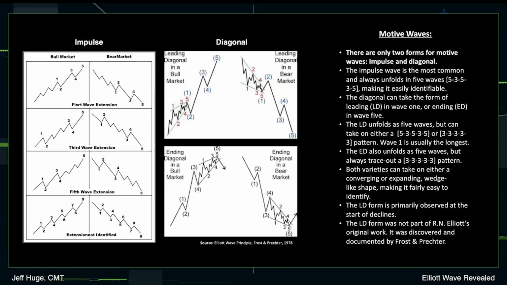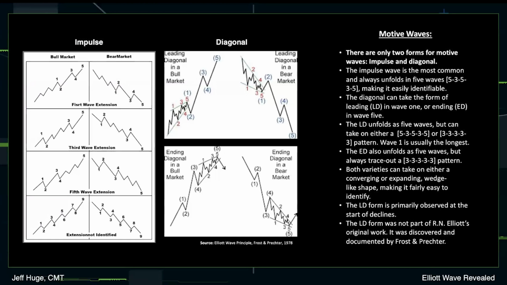Now, both of these varieties can either take on this converging effect like we have illustrated here, or a wedge shape that is the reverse of that, an expanding wedge. And it makes it pretty easy to identify. And so when we see diagonals forming, it gives us a very high probability that the trend is coming toward its terminal phase. That's what we would want to understand about the diagonal: it tends to be either the beginning or the end, but usually it shows up at the end of the trend.